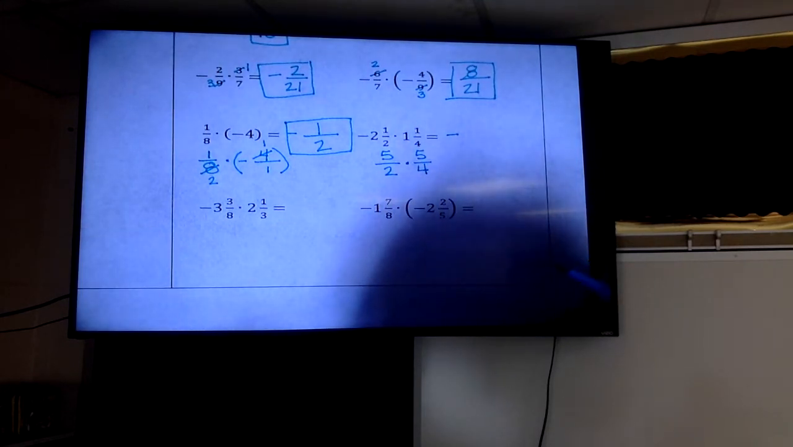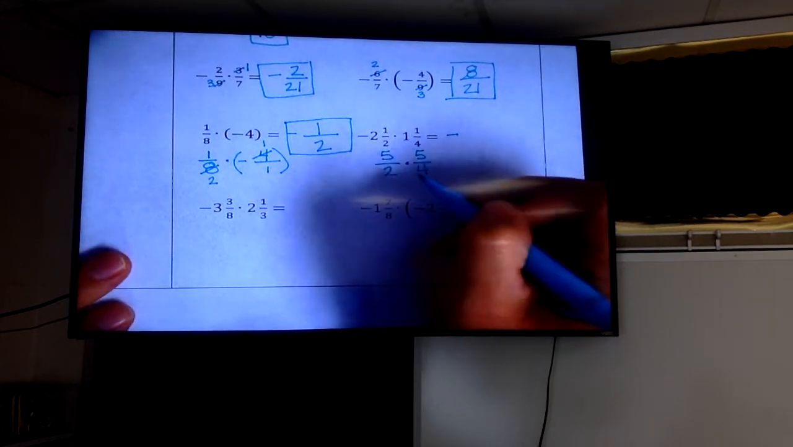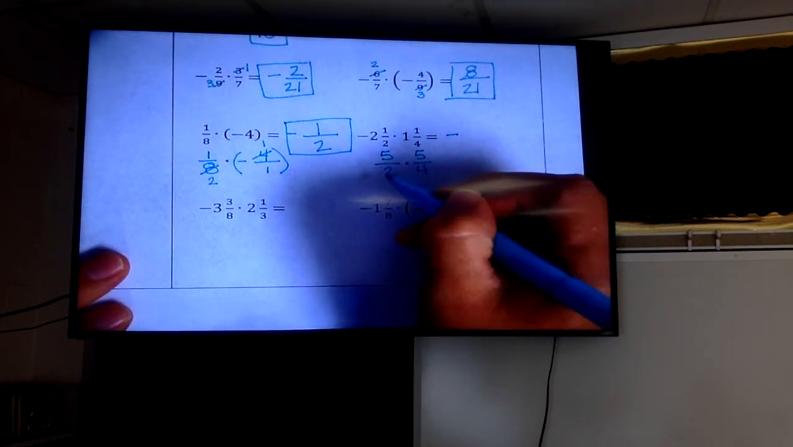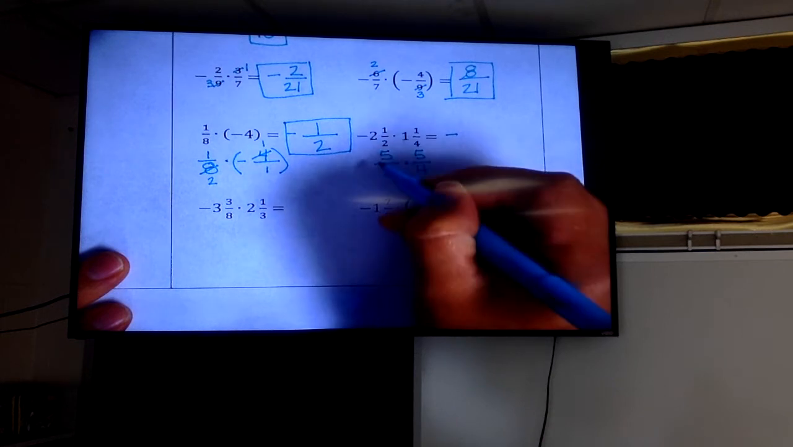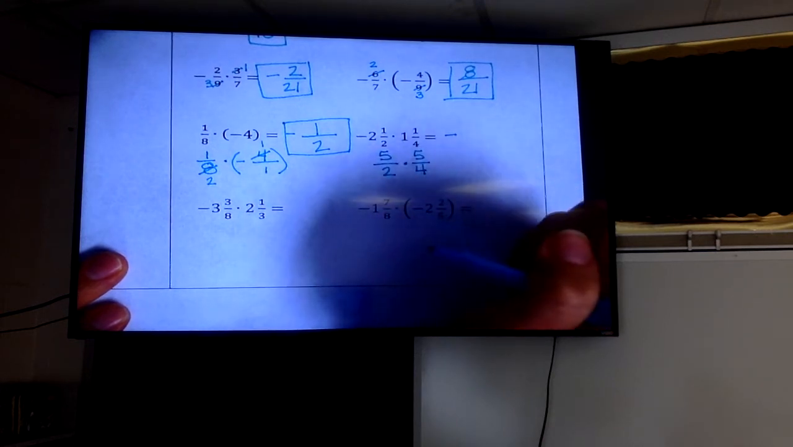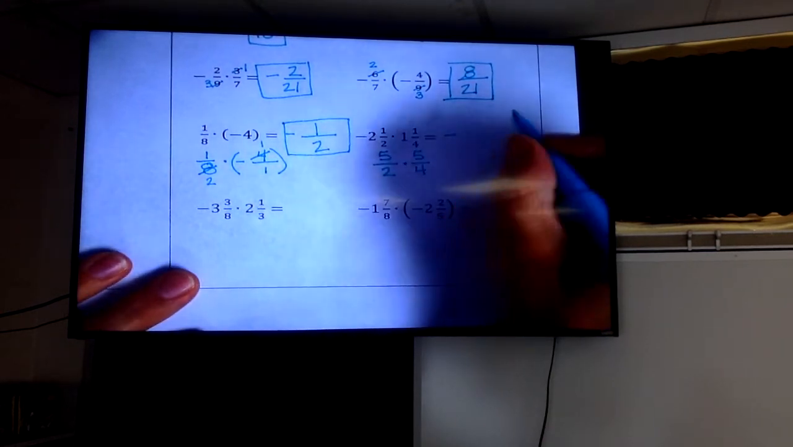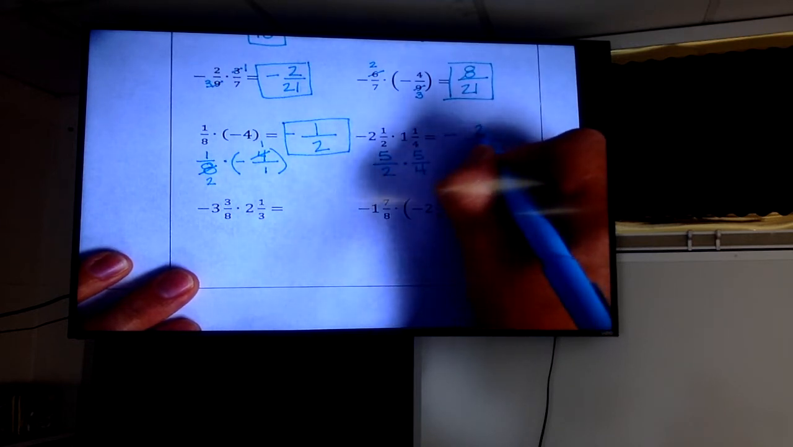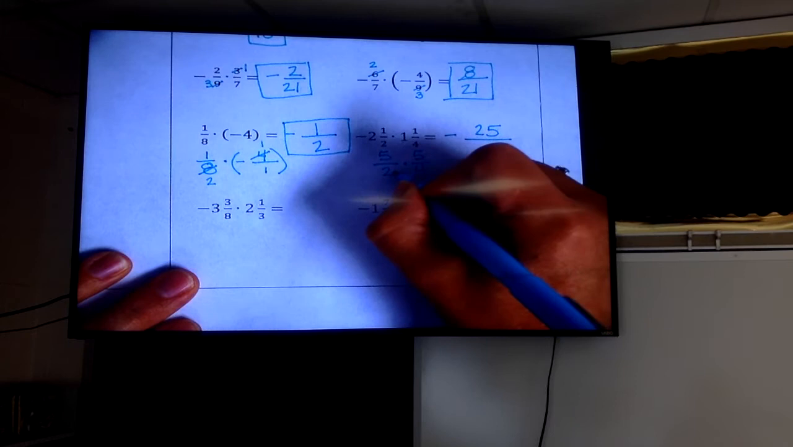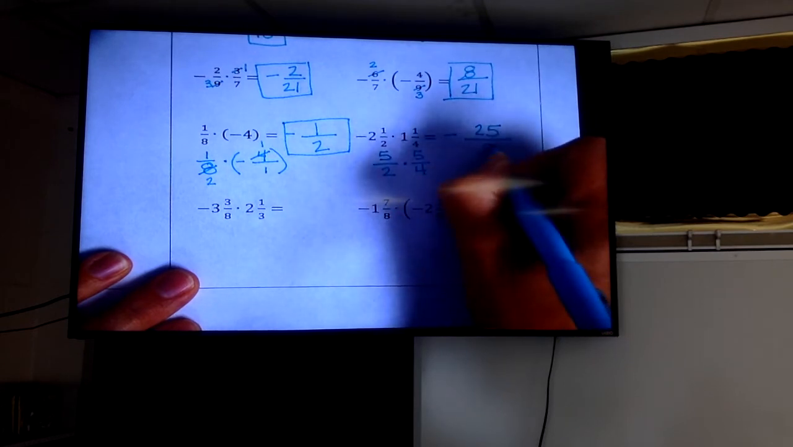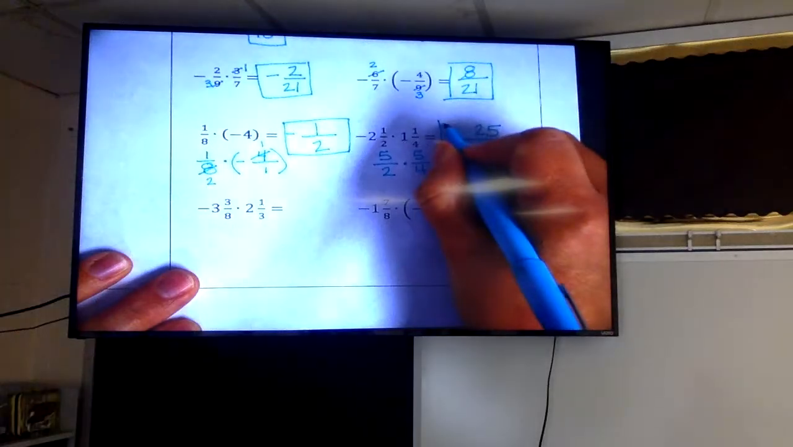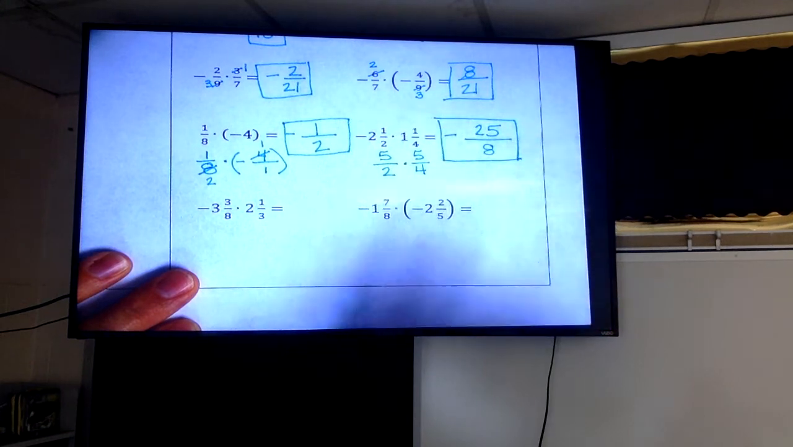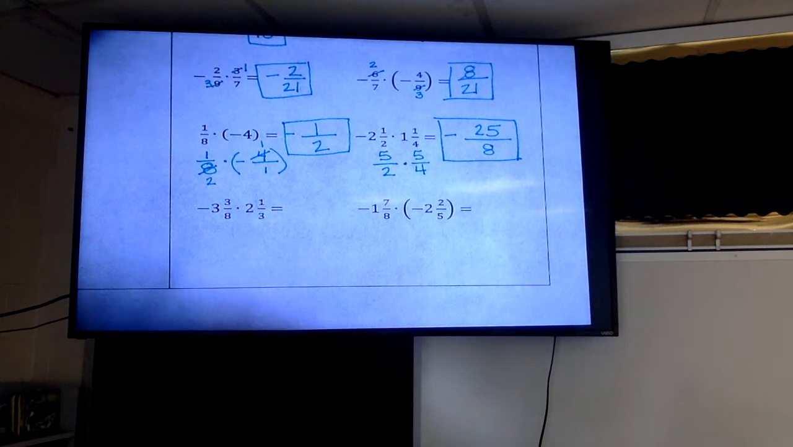Remember, it has to be a numerator with a denominator, a top with a bottom. Okay, I can't do 2 and 4 because they're both denominators. I can't do 5 and 5 because they're both numerators. And there's nothing here I can simplify, so I'm just going to multiply across. 5 times 5 is 25. 2 times 4 is 8. And just like yesterday, we're going to leave our answers as an improper fraction, so negative 25/8.